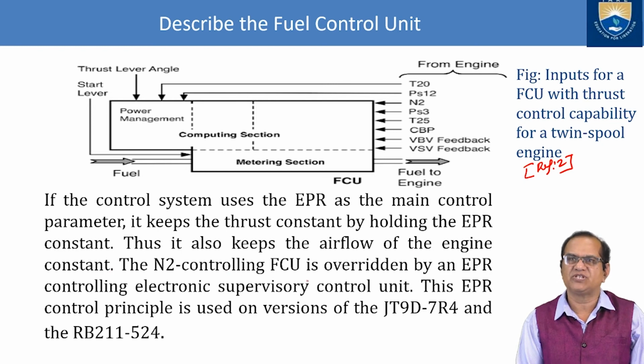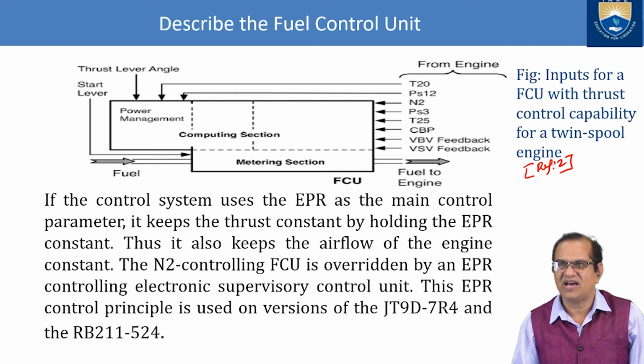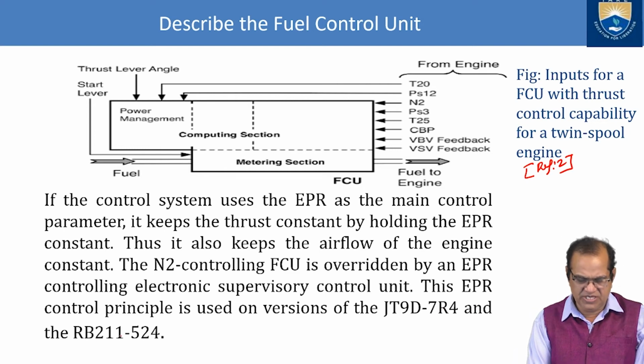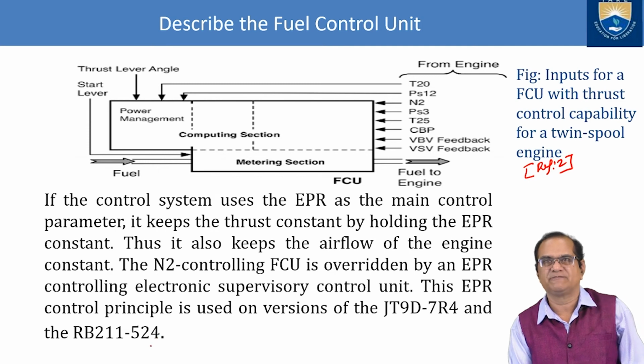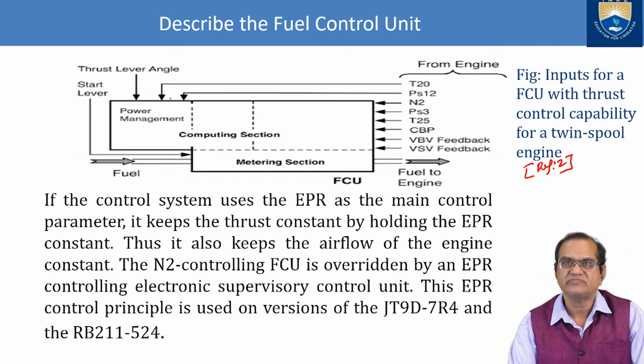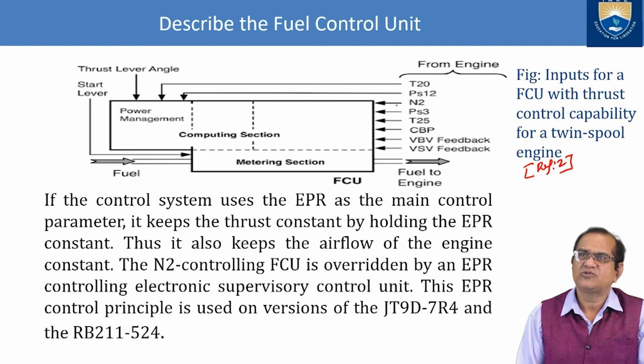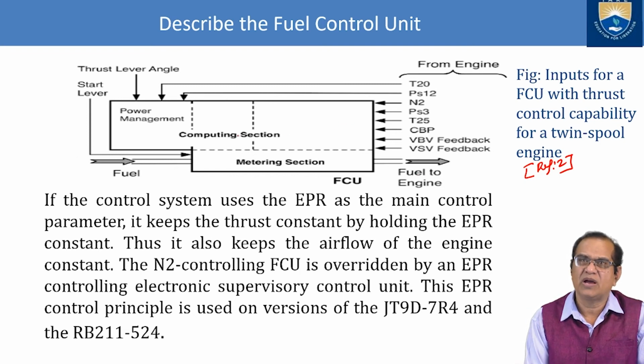The N2 controlling FCU is overridden by the EPR controlling electronic supervisory control unit. This EPR control principle is used in the version of JT9D-7R4 and the RB211-524 engines. In this diagram you can see N2 RPM, PS3 pressure, temperature, CBP, VBV feedback, VSV feedback, fuel to the engine. All things are coming to the computing section.